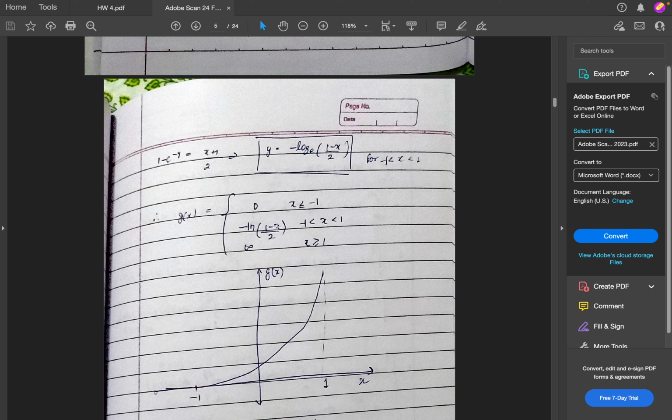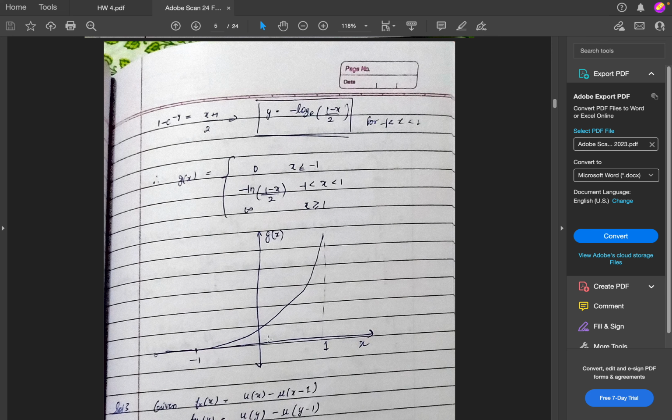When we plug in the value of x equal to minus 1, we can see that this term will be 2. So ln 2 by 2, which is equal to ln 1, will be 0, and for x equal to 0, we'll get minus ln of 1 by 2. So this will be this value.